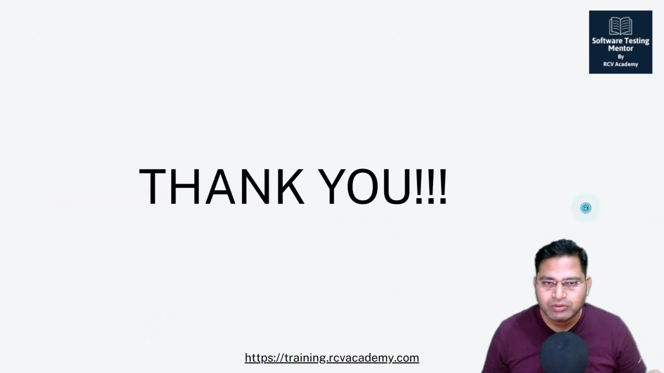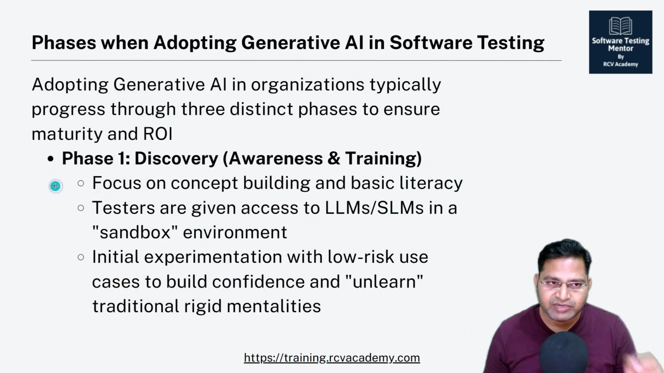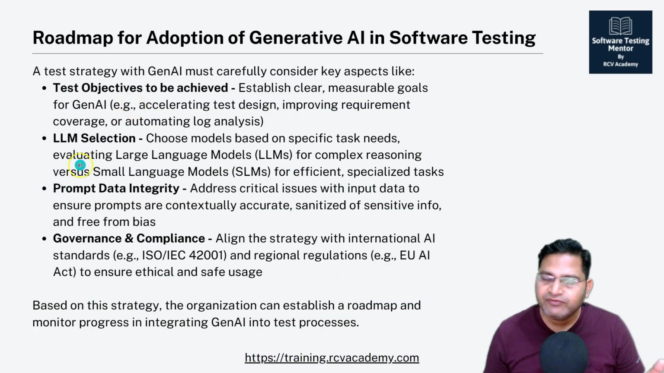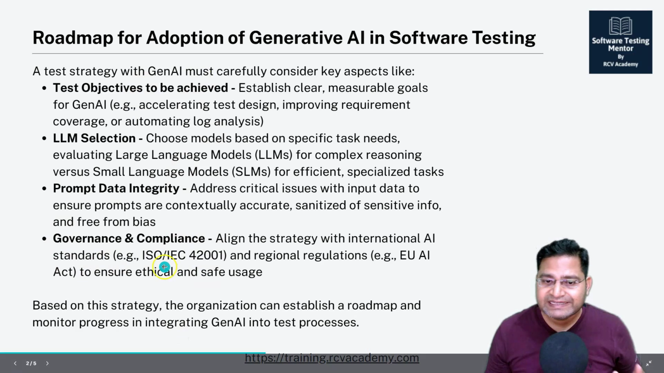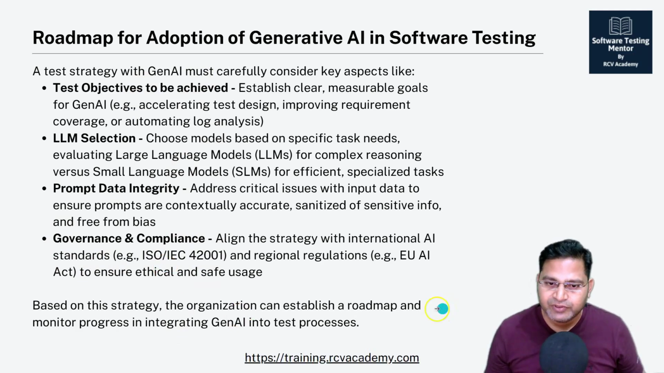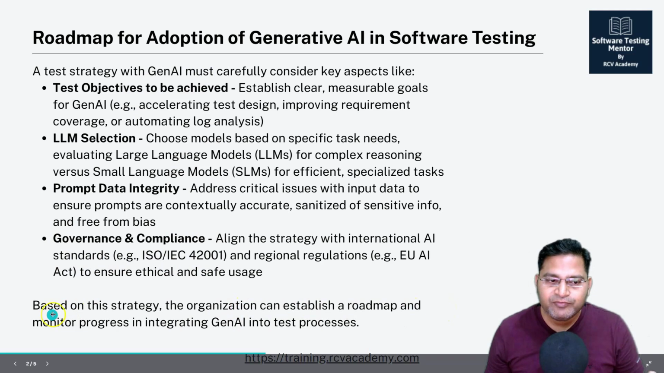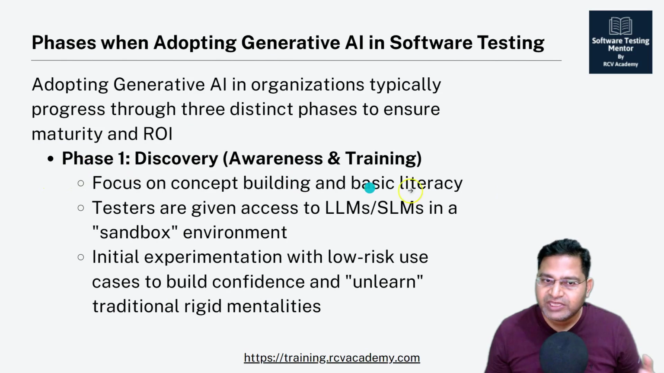So to conclude, the first thing is to define the test strategy, with the key criteria in it. For example, the objectives that you want to achieve, the LLM that you want to select, or how you should be selecting the LLM. You specify the core criteria or the tasks that are important to be achieved within the organization. Prompt data integrity details, and governance and compliance details, need to go in the test strategy. Based on this test strategy, the roadmap is established. You can then establish a roadmap and monitor progress of integrating GenAI into the test process with the phased approach.